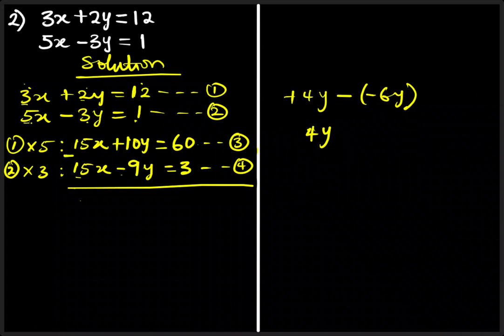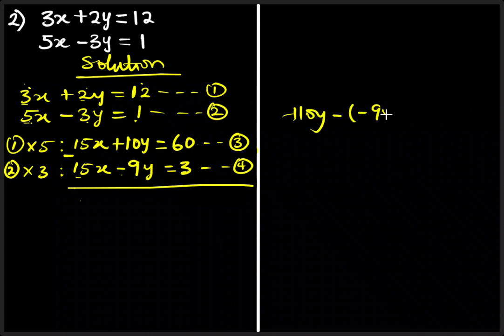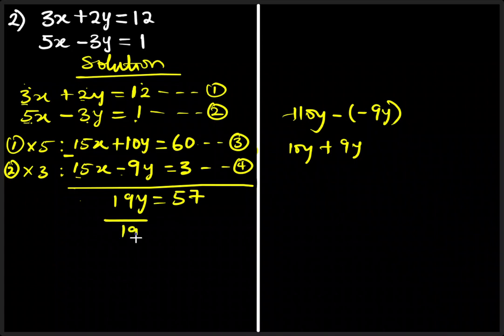So that means we will be getting 10y minus 9y. That means 10y plus 9y, which is 19y. So we have 19y, and then 60 minus 3 will give us 57. So if we divide both sides by 19, our y will be equal to what? Our y will be equal to 3.